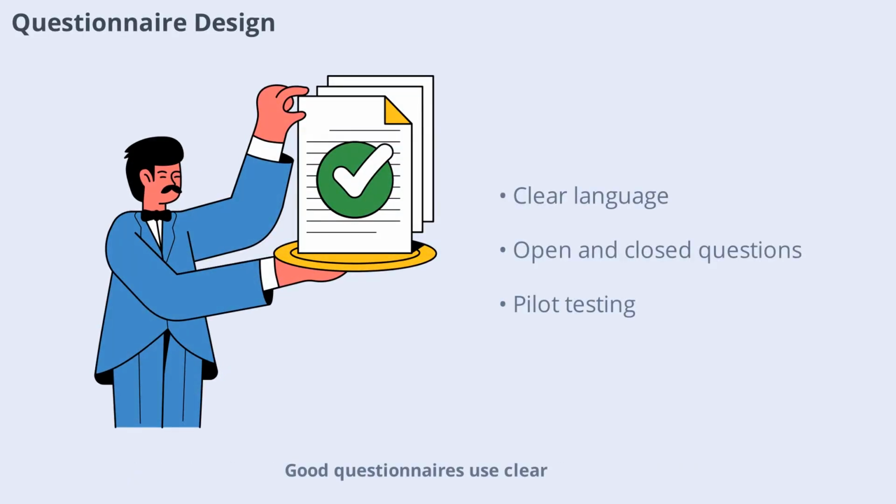Designing effective questionnaires is a key part of survey research. Good questionnaires use clear, concise language and avoid leading or ambiguous questions. They may include a mix of open-ended and closed-ended questions to gather both quantitative and qualitative data. Piloting the questionnaire with a small group before full deployment helps identify confusing items and improve reliability. Well-designed questionnaires are essential for collecting accurate and meaningful data in behavioral studies.